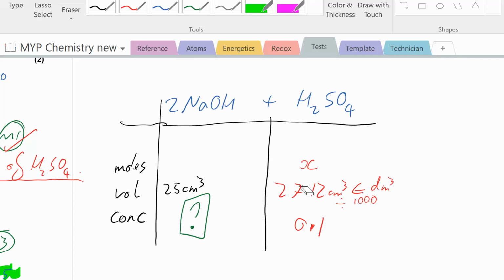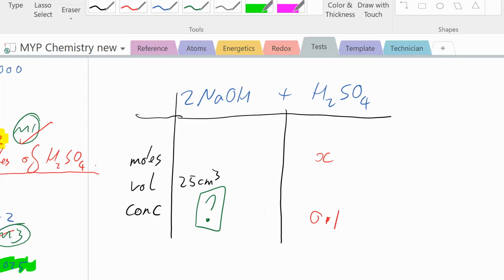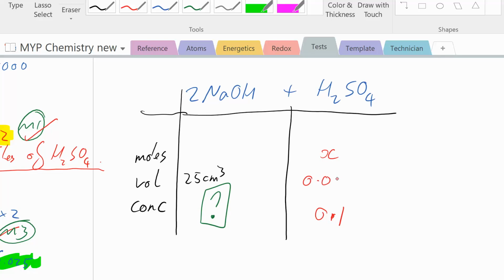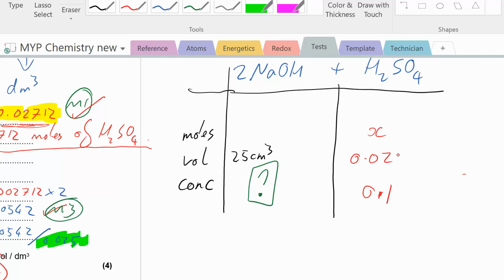So we just move the decimal place 3 spaces. What was the value again? 2712. 2712. And I'm going to convert this one as well. And so that's 0.025. Let's do that one in blue.